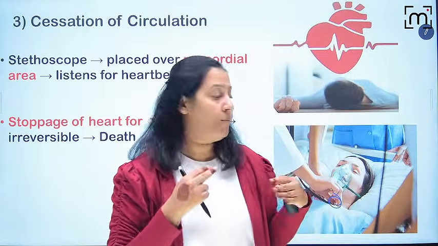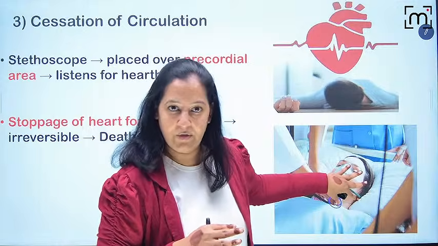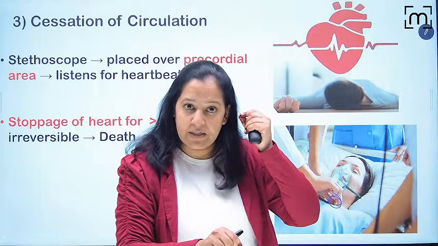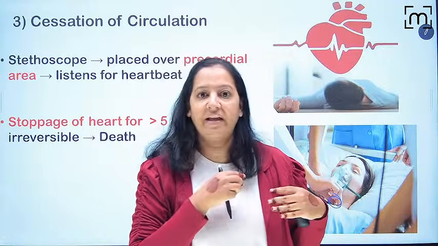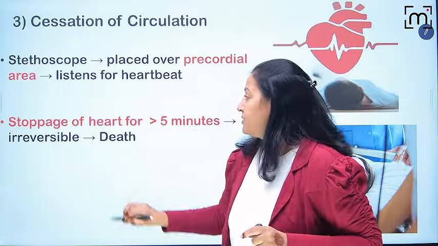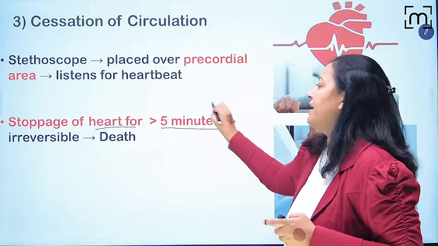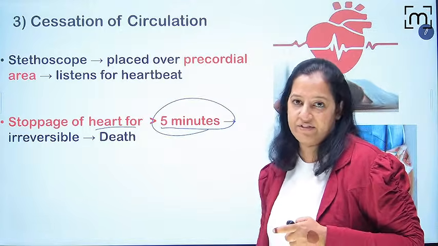So with this stethoscope, we have to examine both on the chest. Number one, on the lungs, we have to hear the respiratory sound, and in the precordial area, we have to hear the heart sound. So stoppage of heartbeat for more than 5 minutes, again, is evidence of death.